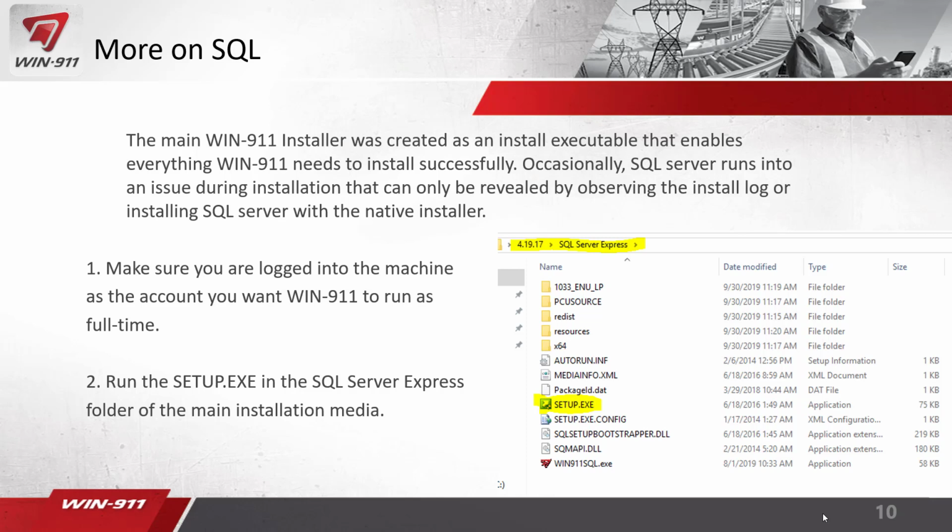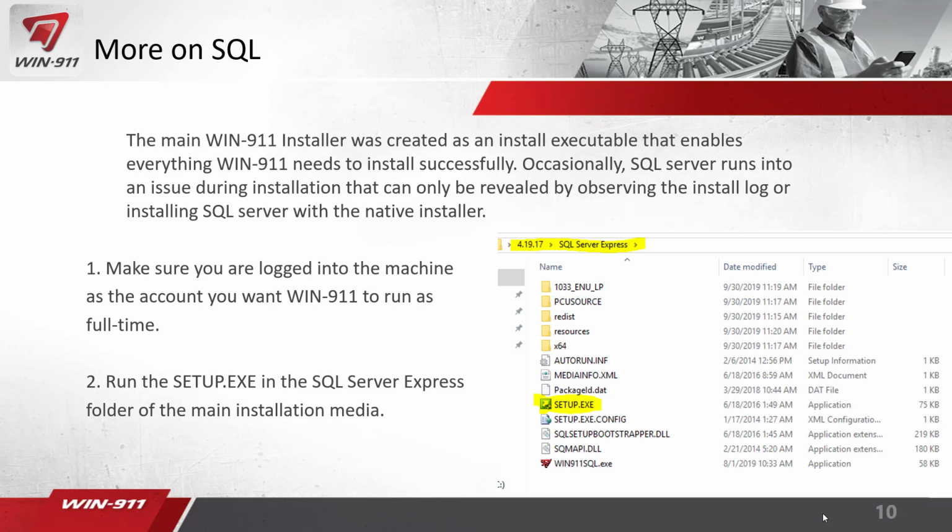Now again, you can see this in our full install log, but instead of digging through that, what you want to do is make sure that you're logged into the machine as the account that you want Win911 to run as full-time. That's that local service account. That's a local admin account we talked about. And then run that setup.exe in the SQL Server Express folder from that main installation media. That will give you much better information as to what's going on. And it's easier than digging through the full install log if you don't know what you're looking for.